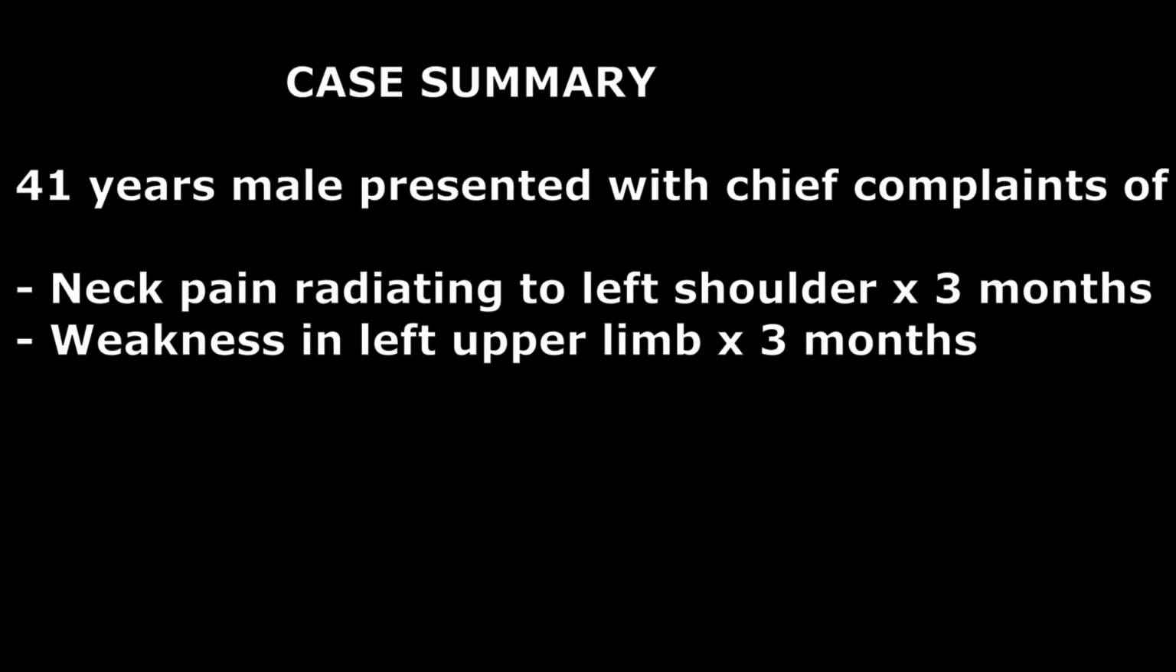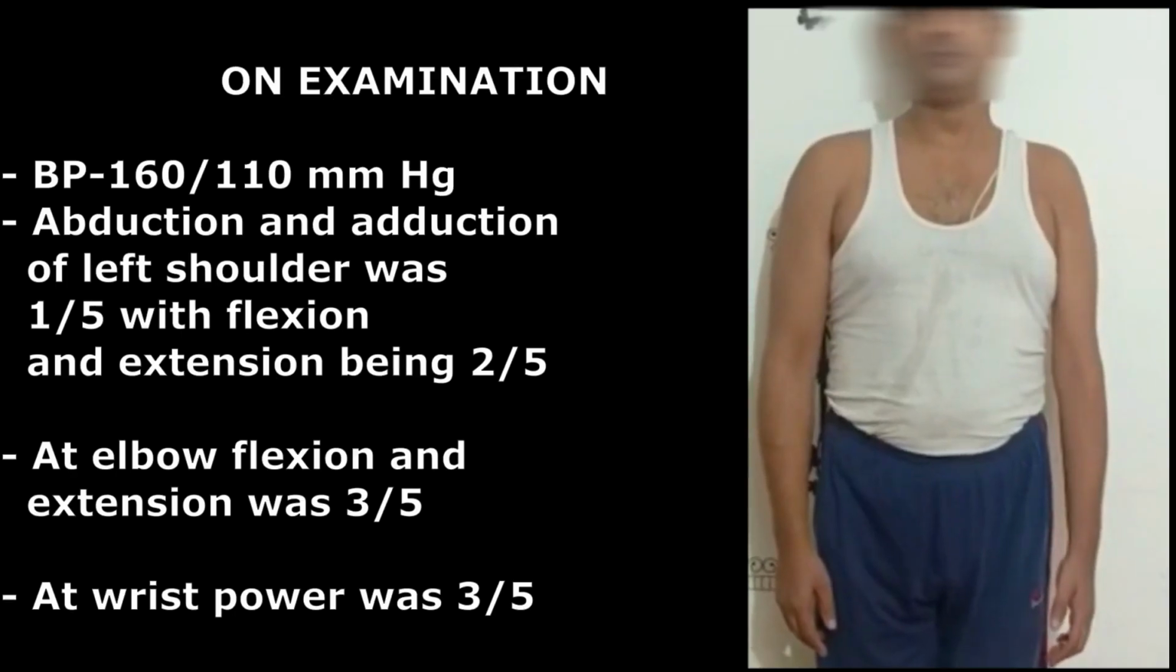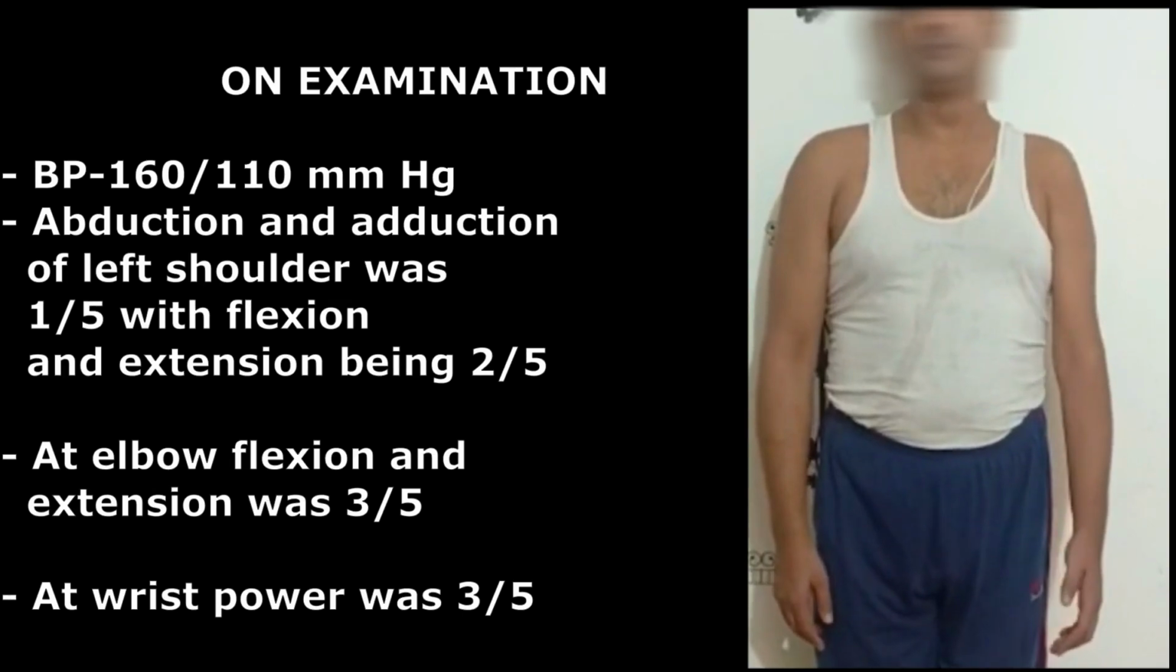A 41-year-old male presented with chief complaints of neck pain radiating to the left shoulder since 3 months, with weakness in the left upper limb since 3 months. On examination, his blood pressure was 160 by 110 mmHg.